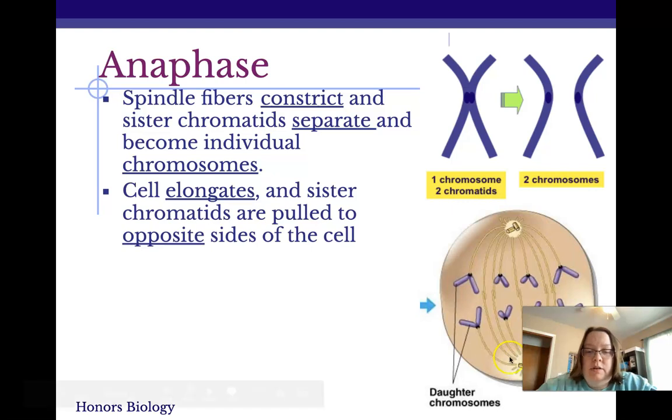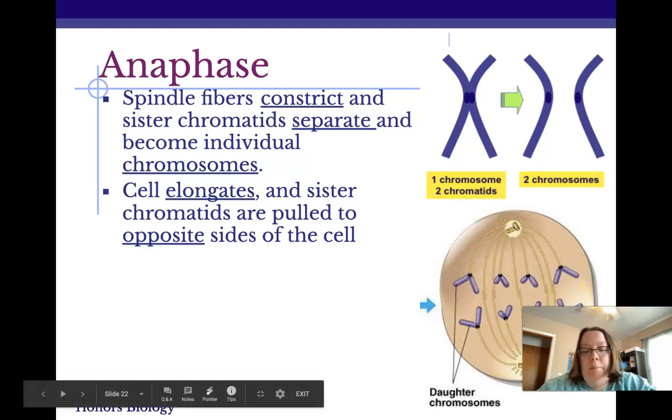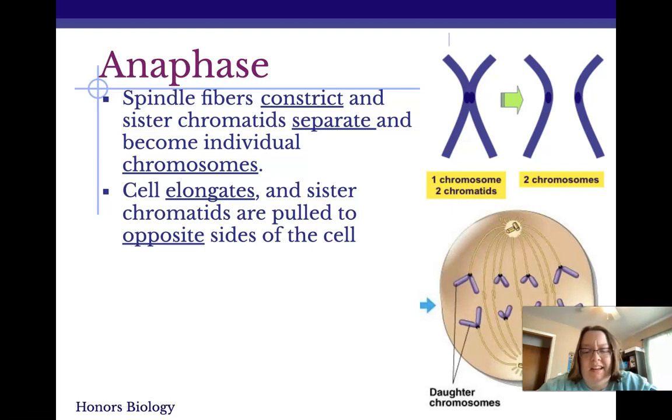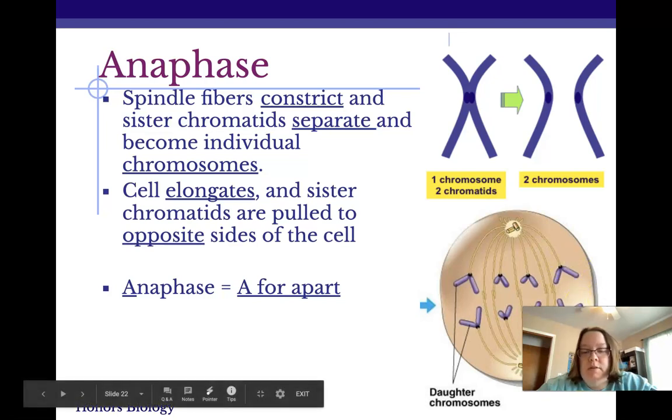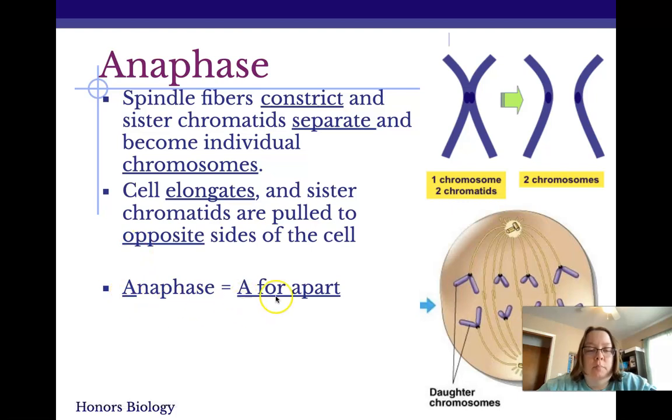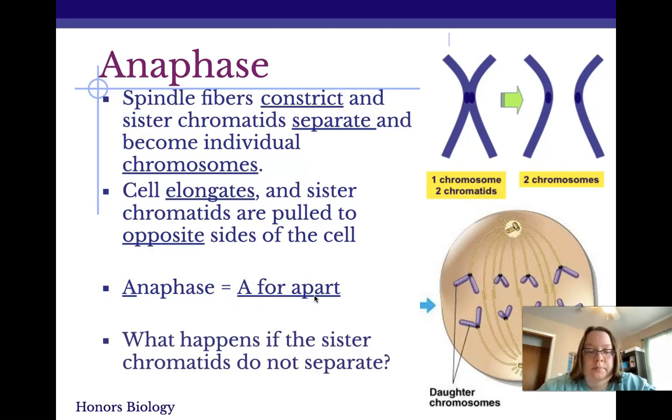The cell's going to start to elongate, and it looks like an egg. It's getting prepared to start to divide. It's not dividing yet, but it's getting prepared. It's elongating, getting ready for it. Our chromosomes are now moving to opposite poles of the cell. And to remember this, A for apart. A for apart, our chromosomes are moving apart.